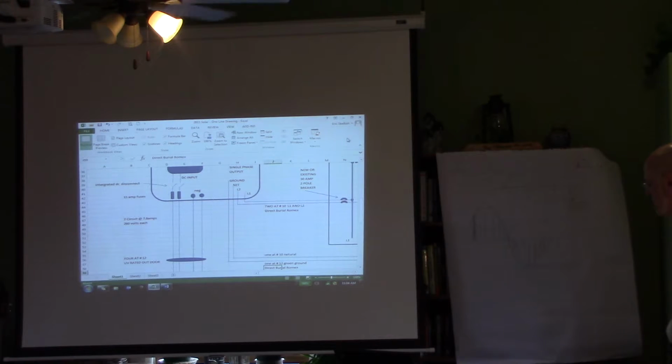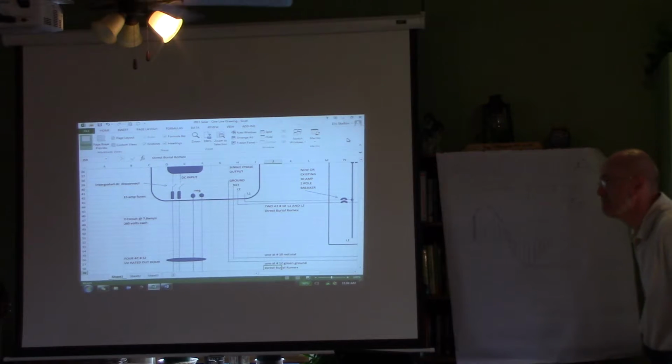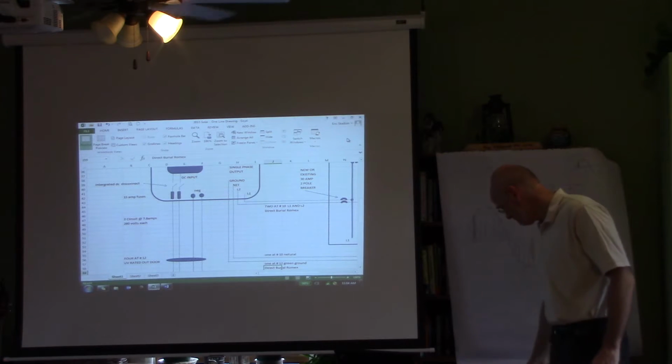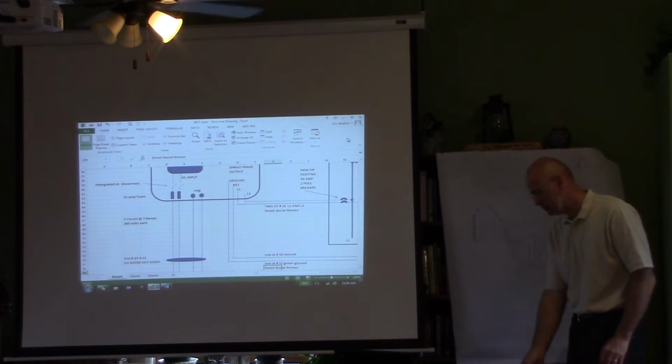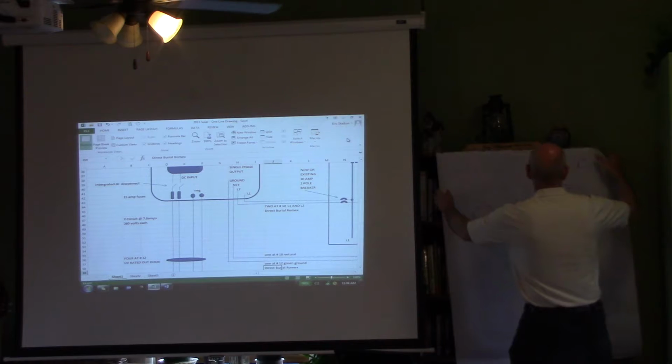So, is there anything? I mean, I ran through it pretty fast. What do you want to cover over again or expand upon? Could you expand upon off-grid battery type? Okay. Sure.